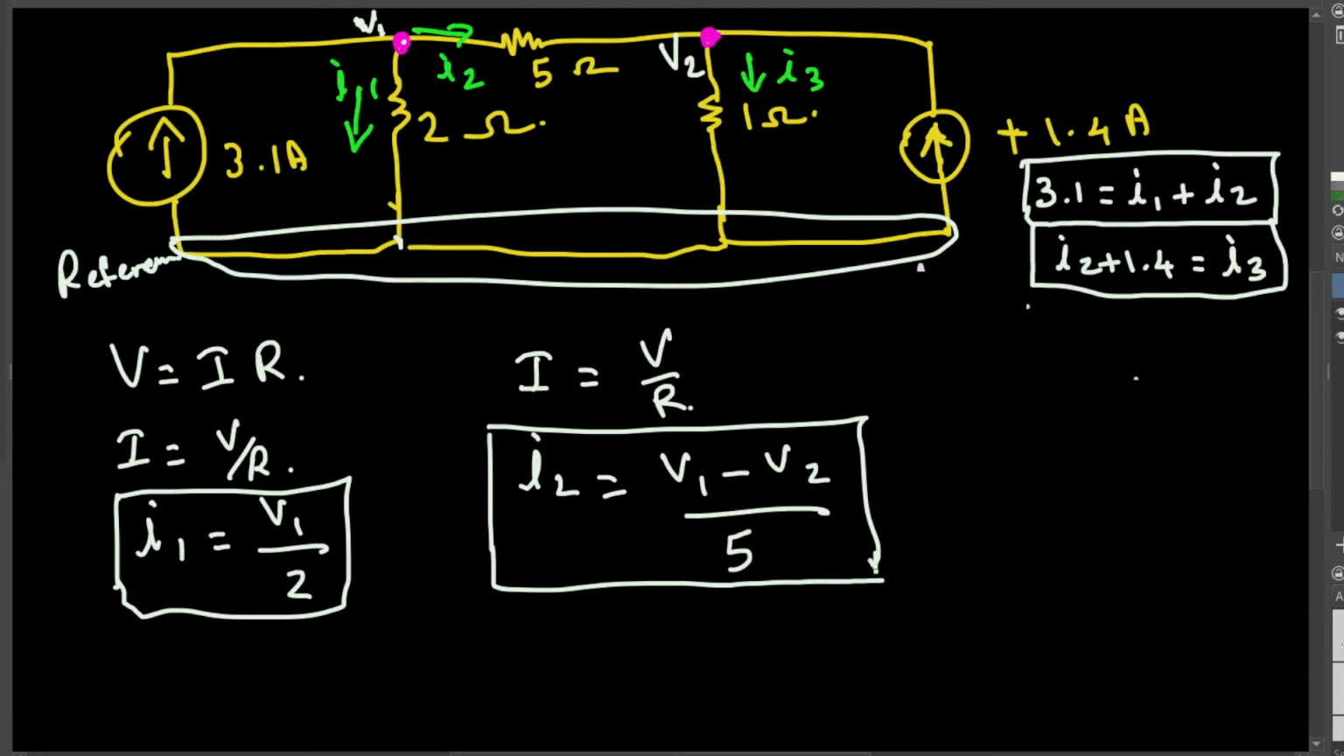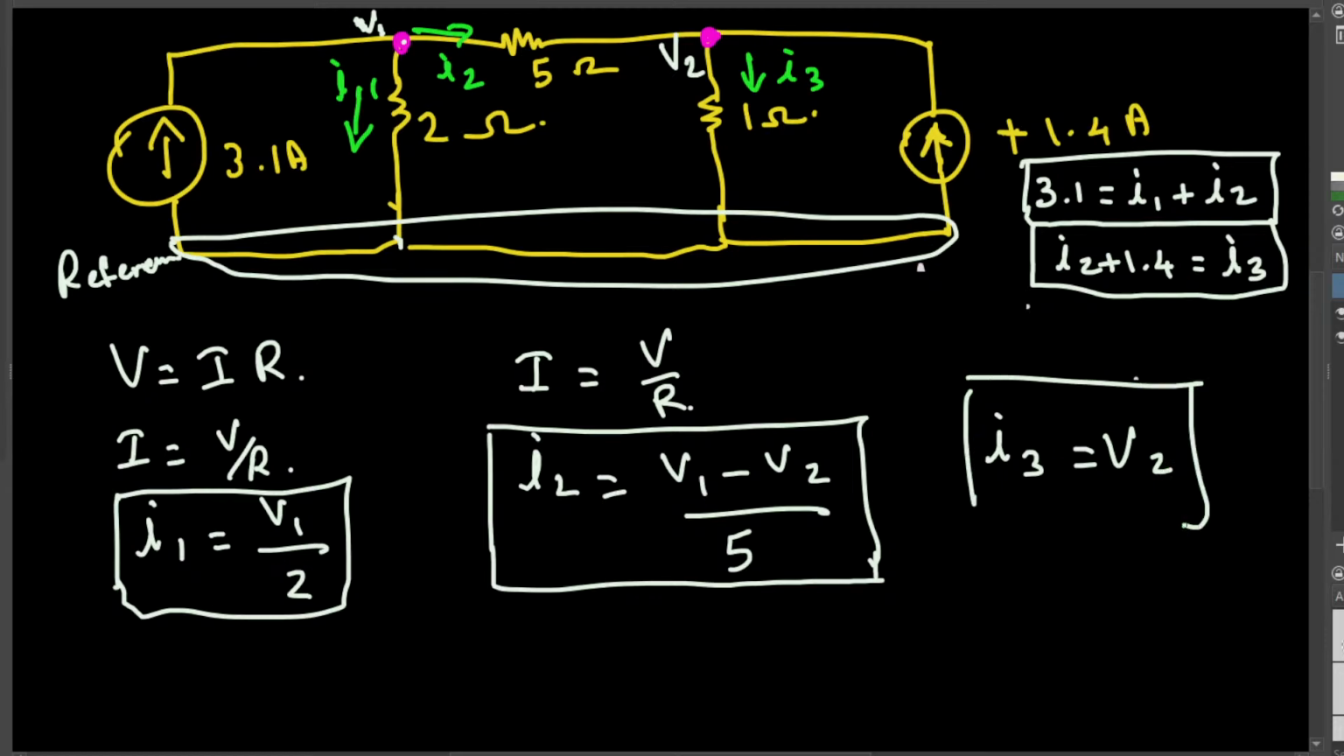Now the third one is I3. Again the same equation, V divided by R. Here we have the V2 voltage and the resistance is 1. So the final answer is I3 is equal to V2.